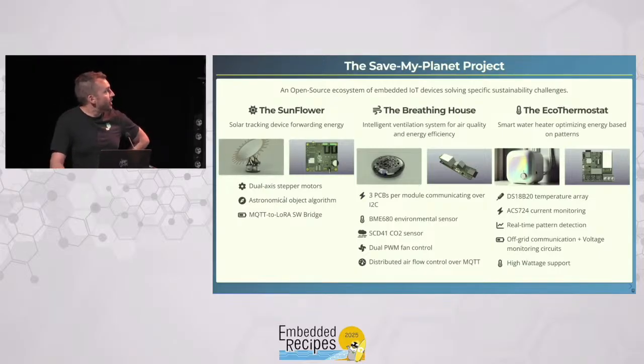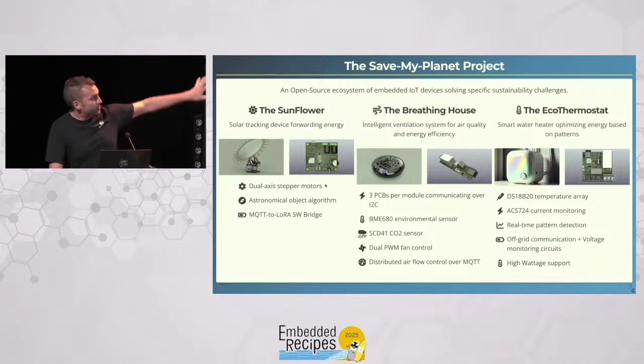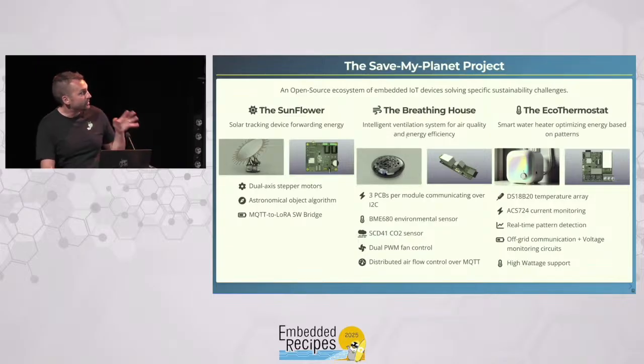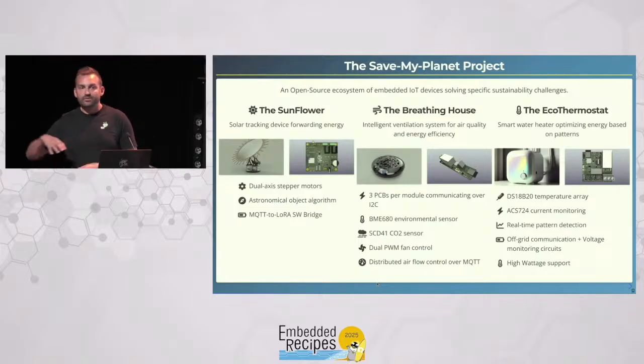Interesting also, since this device will sometimes be located far away from the home, we have an MQTT to LoRa software bridge inside it. That's the first project. Then we have a second project called the Breathing House, some kind of intelligent ventilation system. Imagine you have a ventilation on the north side of your house and one on the south side, and you get heat when wanted and cold when wanted also.